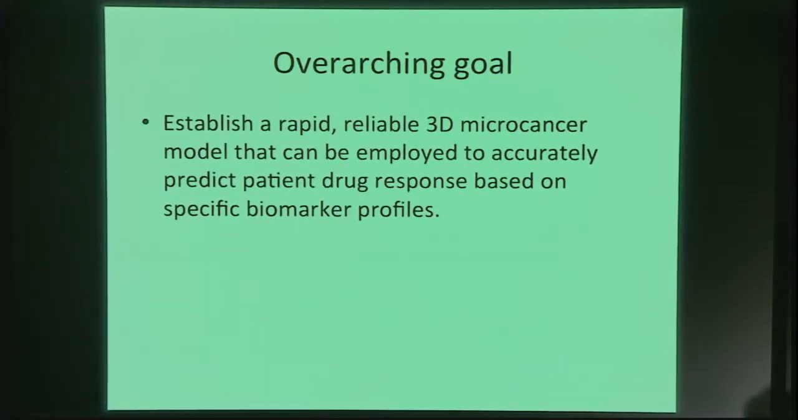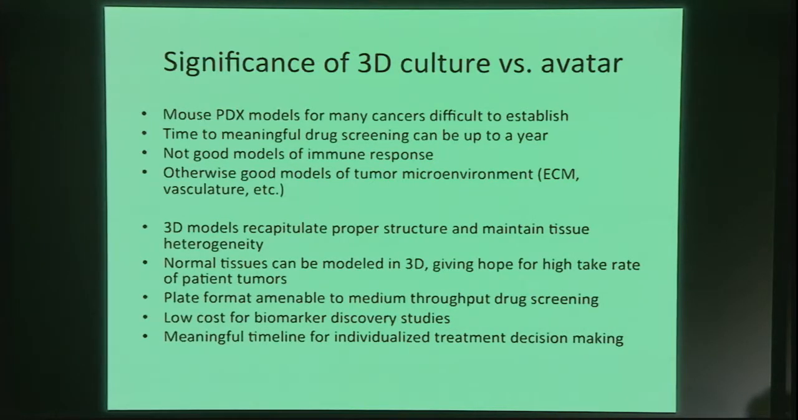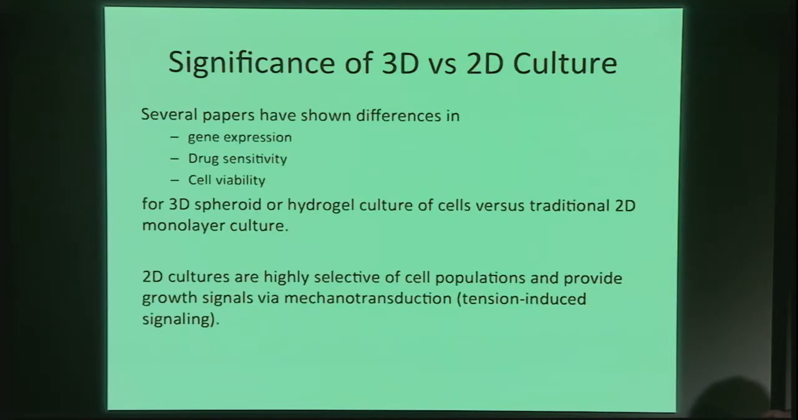So we wanted to establish a rapid and reliable 3D micro-cancer model, is what we call it. There are significant advantages over the avatars, which are the mouse systems. Those are difficult to establish. There are no good models for the immune system response, and I'm guessing you're going to hear about that in the next talk. The 3D models recapitulate proper structure and maintain tissue heterogeneity if you do it right. Even normal tissue can be modeled. So there are a lot of advantages.